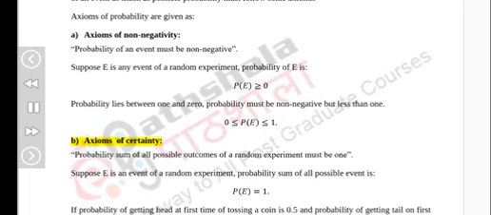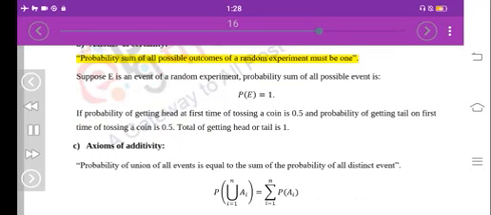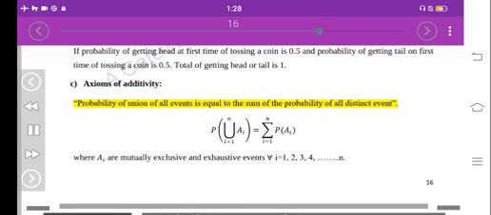B. Axiom of certainty. The sum of the probabilities of all possible outcomes of a random experiment must be 1. Suppose E is an event of a random experiment, the probability sum of all possible events is P(E) equals 1. If the probability of getting head on the first toss of a coin is 0.5 and the probability of getting tail on the first toss is 0.5, the total of getting head or tail is 1. C. Axiom of additivity. The probability of the union of all events is equal to the sum of the probabilities of all distinct events. P of the union of A_i.